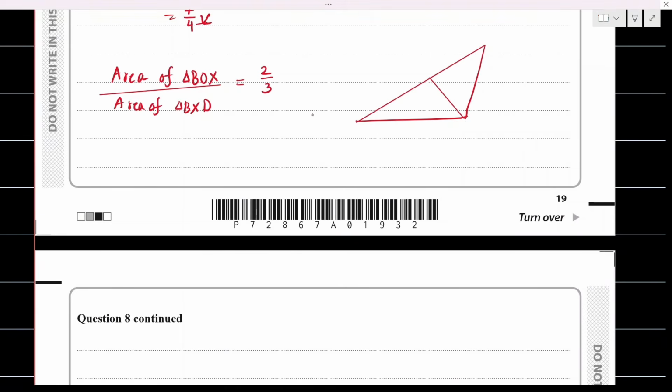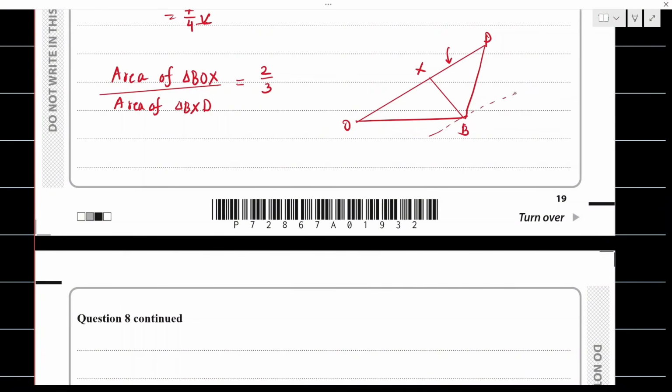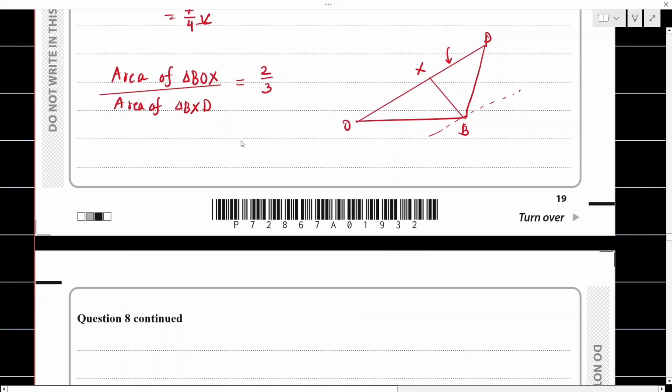So this is our point B, this is our point X, this is our point D, and this is our point O. So we have BOX and BXD. We have the area ratio of BOX and BXD, and this gives us 2 by 3. We can see that these two triangles have a common base and they have the same last point, so their height will be the same. The height of the triangle BOX and the triangle BXD is the same.